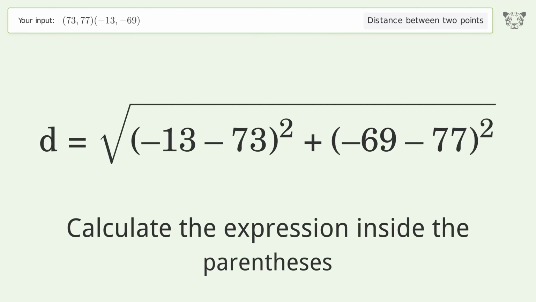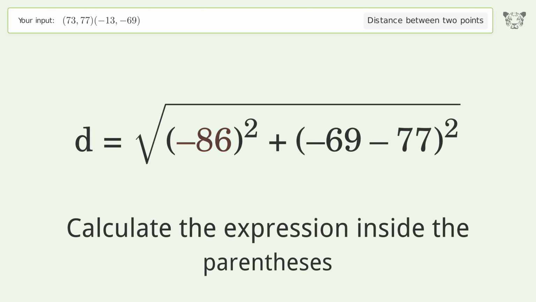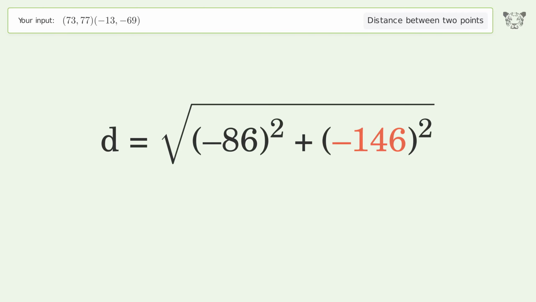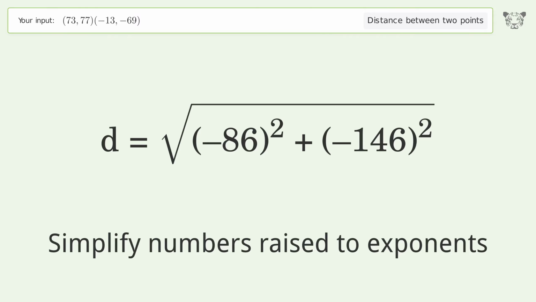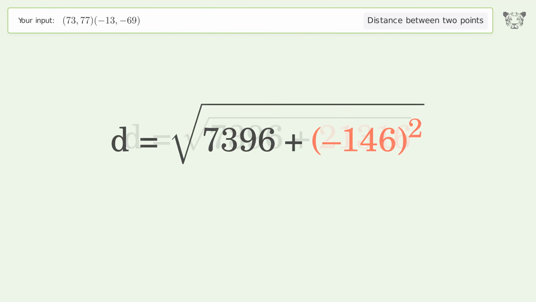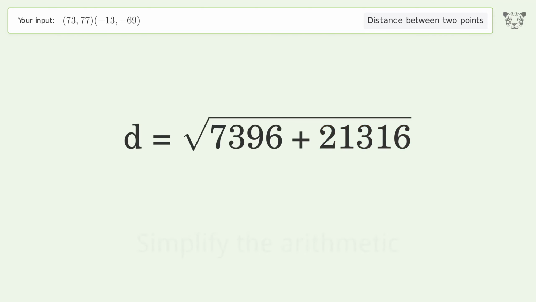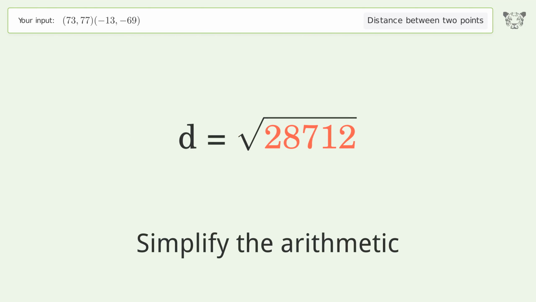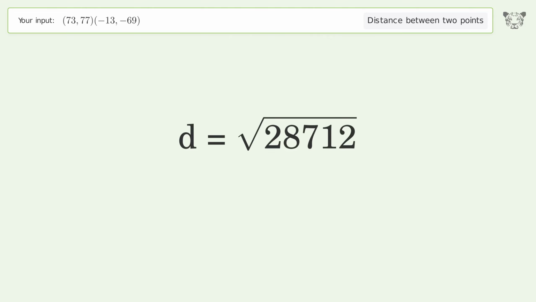Calculate the expression inside the parentheses. Simplify numbers raised to exponents. Simplify the arithmetic. And so the distance between the 2 points is the square root of 28,712 or 169.446.